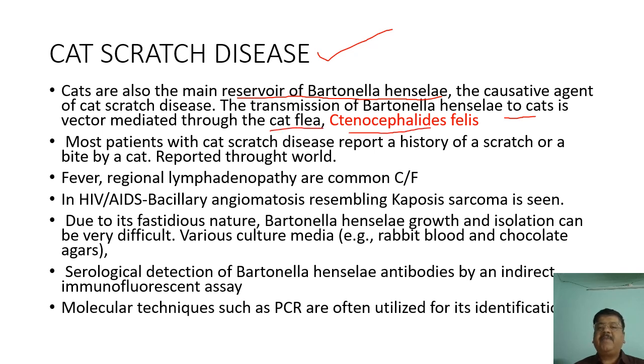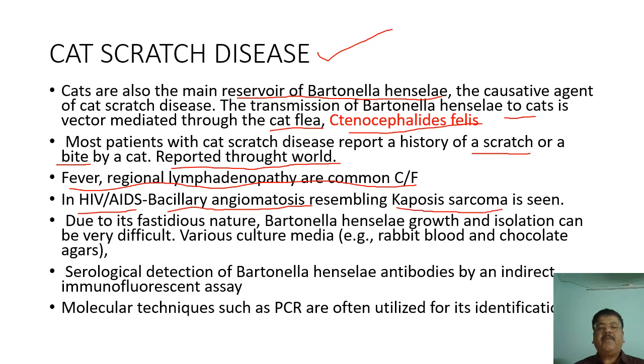So Ctenocephalides felis is the vector of transmission among the cats. And human beings acquire the disease because of the scratch or bite by the cat, and it is reported worldwide. Fever and regional lymphadenopathy are the common clinical features, and usually in HIV/AIDS individuals, bacillary angiomatosis presentation is there, resembling Kaposi's sarcoma.